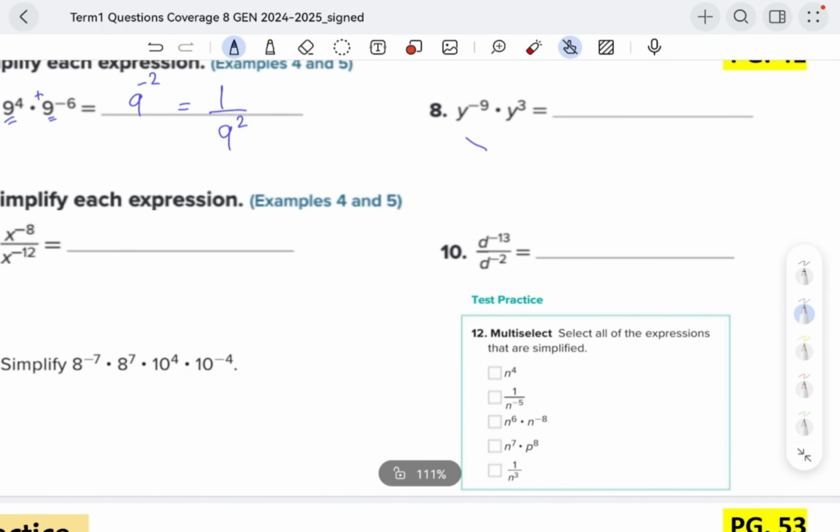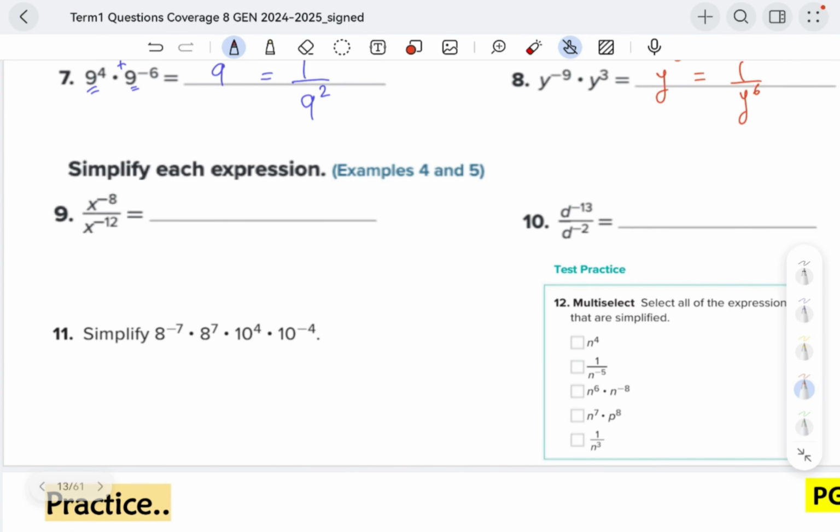Here also the same, we have the same base. We're going to add the exponents, negative 9 plus 3. This is y to the negative 6. And this is equal to 1 over y to the 6th power.